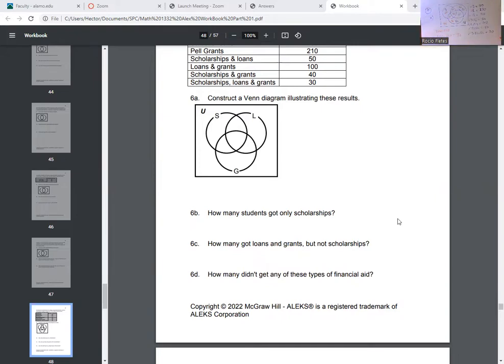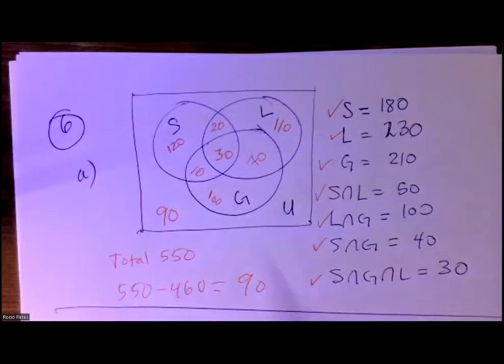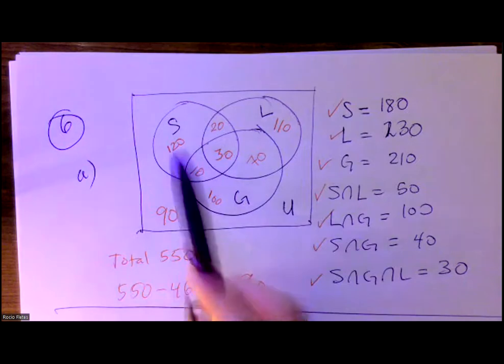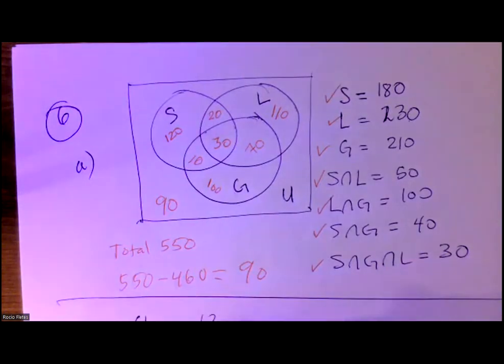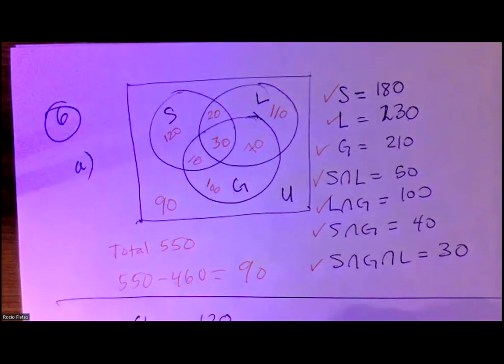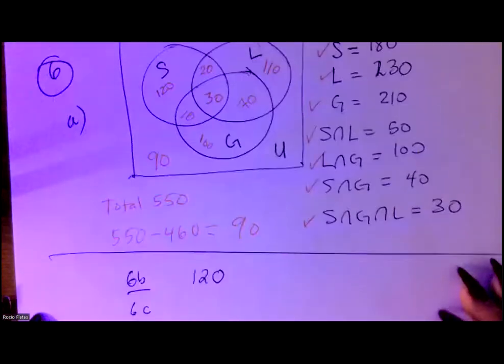Okay, how many students got only scholarships? 6B. How many students got only scholarships? So 6B, only scholarships. Well, let's go back to the picture here. Only scholarships, that's going to be 120, right? This area here, only scholarships. So 6B is 120.